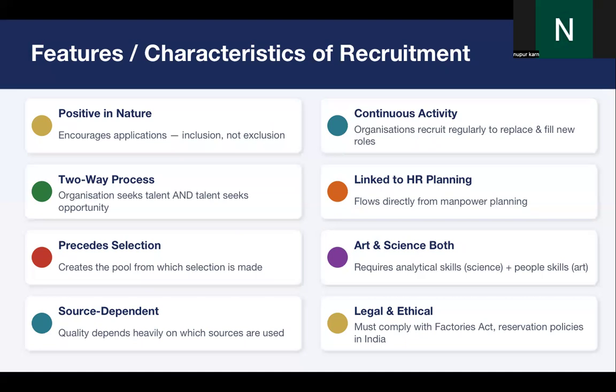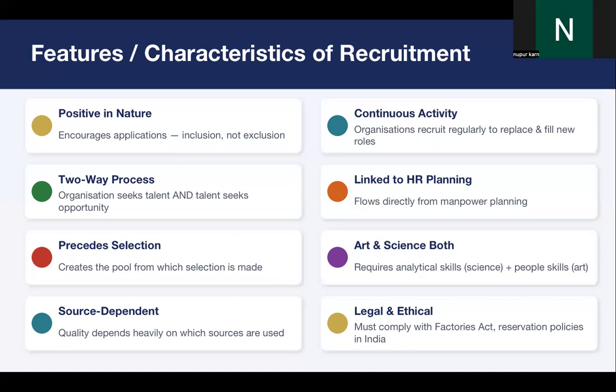The third one is precedes selection. It means that it creates the pool from which selection is made. As I already discussed, recruitment is a process where we collect resumes from different sources, but at the selection process we choose only the efficient candidates from that pool. So that's why it precedes the selection.